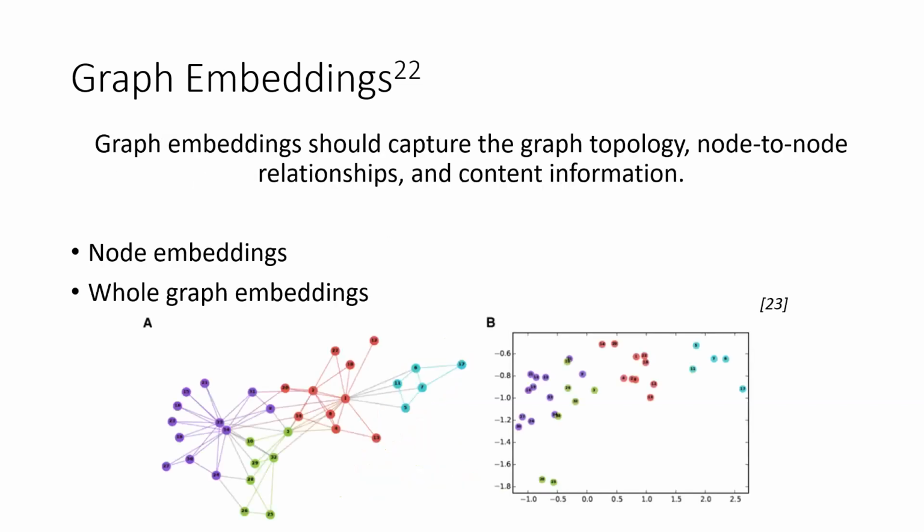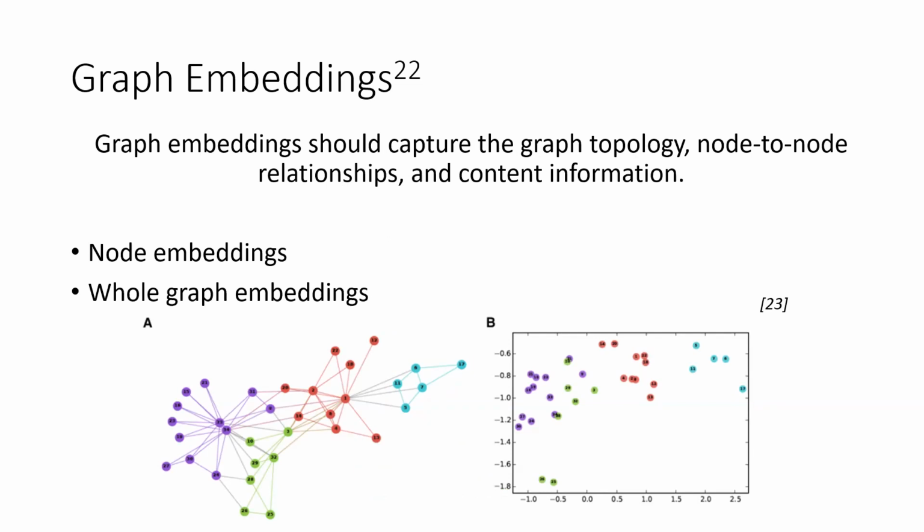Okay, so embeddings, another term for this is representation learning. You'll see a lot of this in artificial intelligence. Now we'll go to the graph embeddings. We'll stick to the graph embeddings.